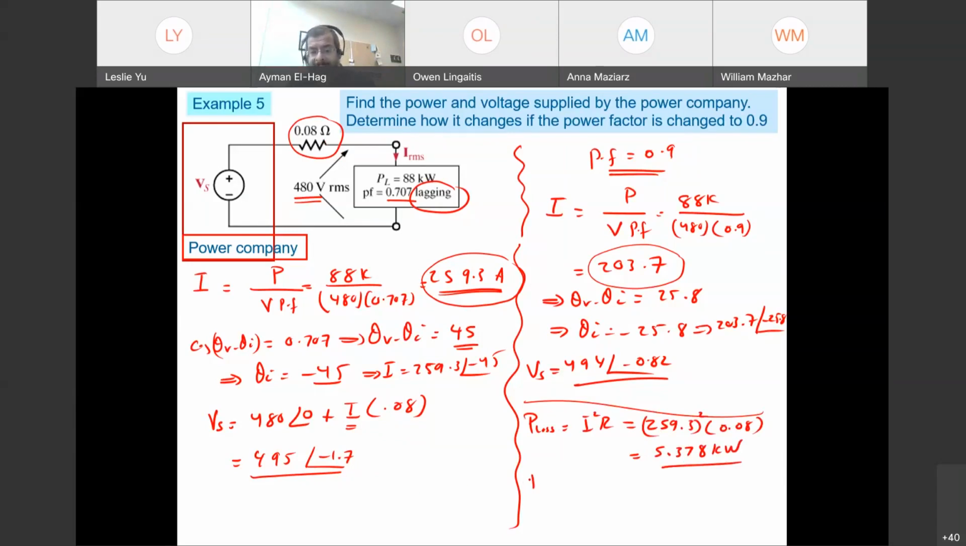If you see the power loss after changing the power factor to 0.9, this is again I squared R, but now the current drops to 203.7. Everything else is constant. The changed current squared times 0.08, so the power loss here equals 3.32 kilowatt. So you see there is a significant drop of the losses. And this is why we always prefer to have a very high power factor, ideally equal to 1.